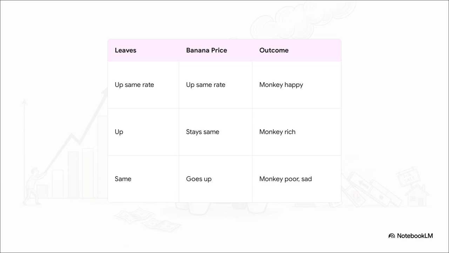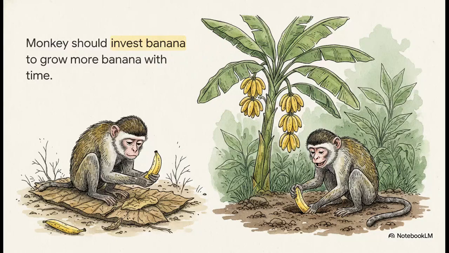If your personal supply of leaves grows at the exact same rate as the price of a banana, you're happy. Your purchasing power is maintained. Now, if you get way more leaves but banana prices stay flat, you are incredibly rich. But here's the trap most of us fall into. Your leaves stay exactly the same while the price of the banana absolutely skyrockets. That leaves you poor and, well, sad. And no one wants to be the poor, sad monkey, right?